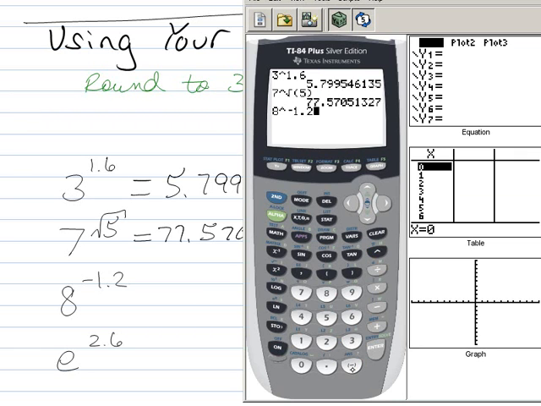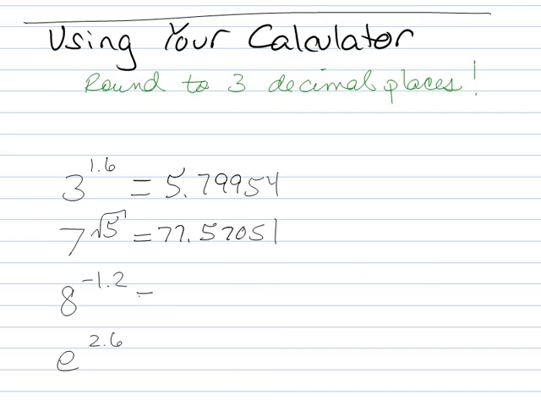Remember, you got to use this little negative sign right here. So 8 to the negative 1.2, 0.082469. Now this one's E.